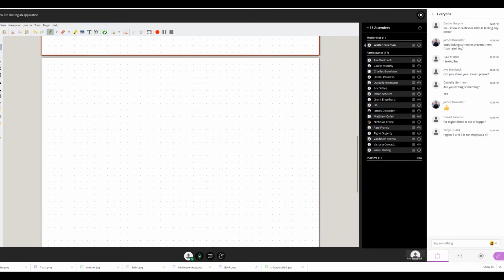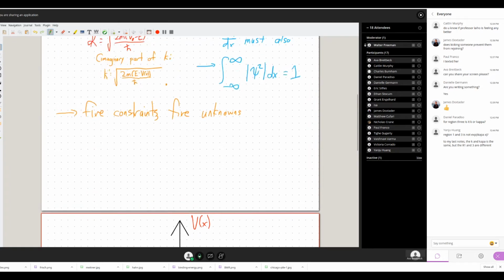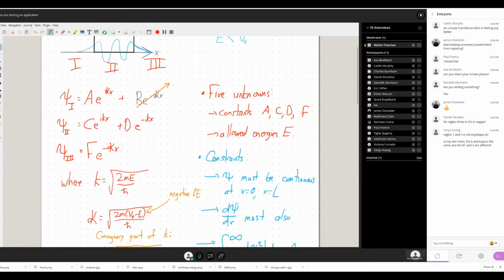The next system I want to talk about, and I'll talk about it only briefly here, but this is important because it's in your homework, is this one. To your notes, the K and the kappa are the same. Did I use different letters for the constants, Yanju?